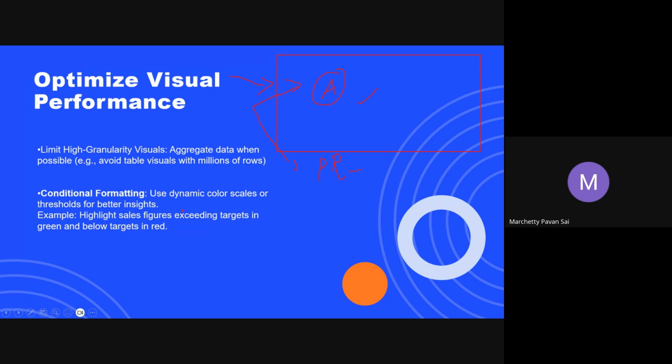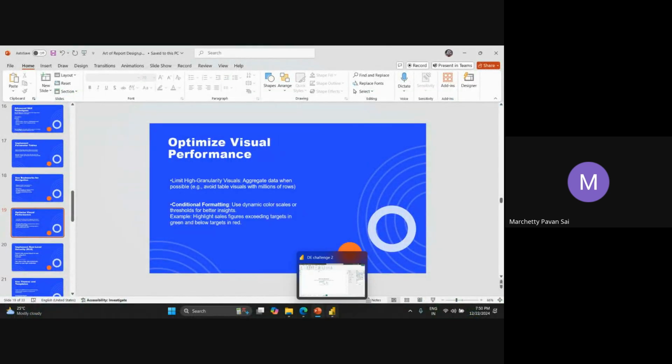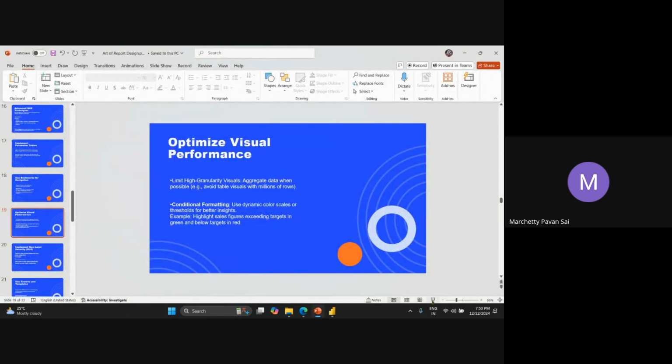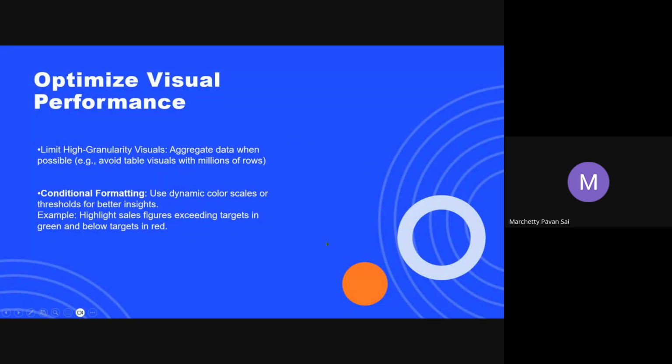And whenever required, try to use conditional formatting, which can help people understand the scenarios well. For example, here we have a scenario where if a particular value is greater than a certain value it is highlighted, and if it is less than that value it is highlighted in a different color. This conditional formatting will make the visuals and reports very easy to understand and interpret.